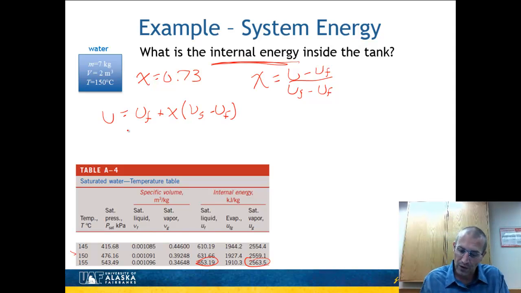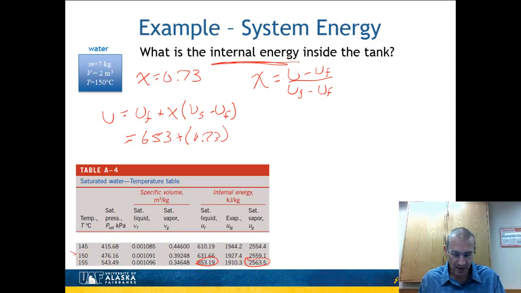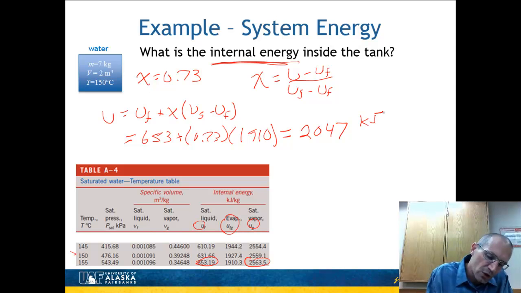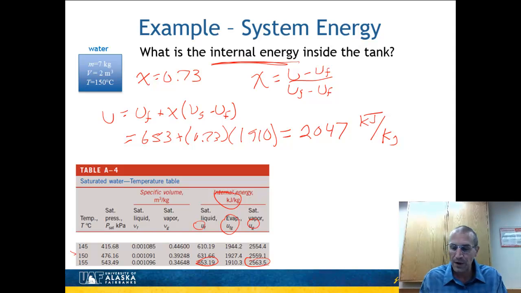And now plug in the values that I know. So uf is off the table at 653, plus 0.73, and now I've got the difference between ug and uf, and actually the table gives it to me in shorthand. That's what ufg is, the distance between those. So I'll just multiply that by 1910, and that'll give me what my total internal energy is, which is 2047. The units on that are kilojoules per kilogram. You see that right there on the table. So now I need to go back and multiply that by my mass to get my total internal energy.